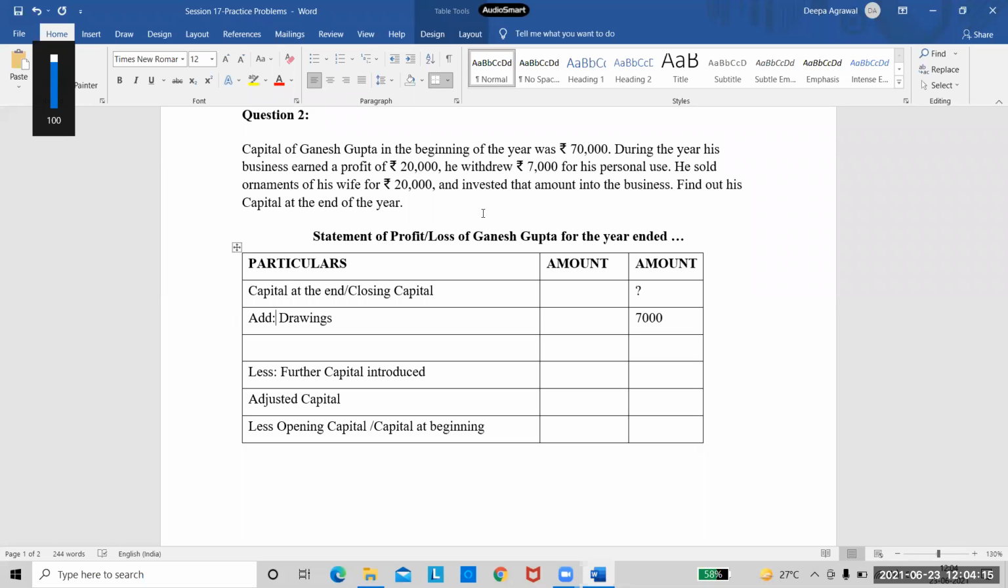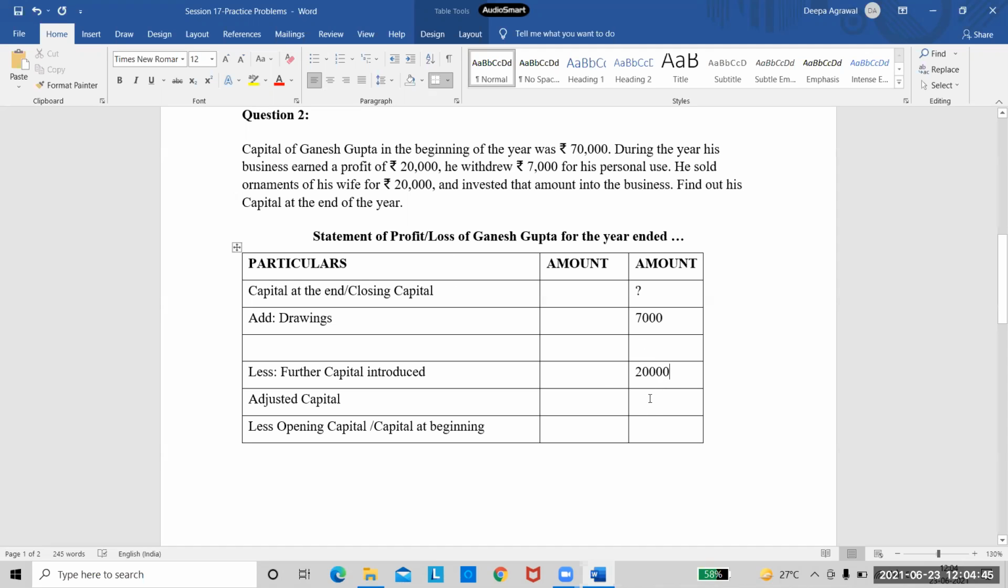So we are in no way concerned whether he's selling his wife's ornaments, whether he's taking a loan from the bank, whether he's borrowing from his friends or from his cousins or whatever it is. How he is bringing the money is immaterial to us. Is he investing the amount in the business? Yes, that is important. So that is the further capital. Just forget what he did. He sold the ornaments, he took a bank loan, forget all that. He invested that amount, so take that 20,000 here.